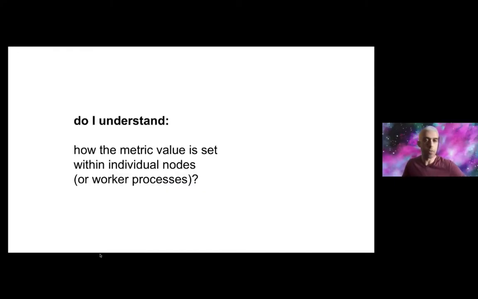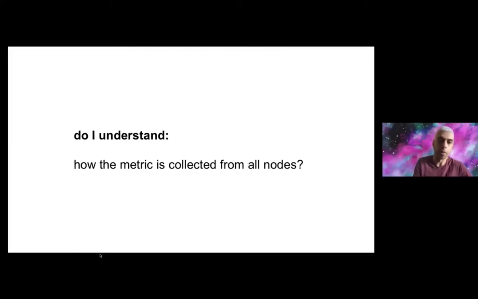For one is, for whatever metric I'm looking at, do I understand how that metric is set by the individual servers or worker processes or whatever? Do I know what it means, and do I know how it's set? You know, is it set at the beginning of the request or the end of the request, or other nuances there? And some metrics, maybe it's not that important. Like, I think requests per second is fairly straightforward, but the more you can know, the better.